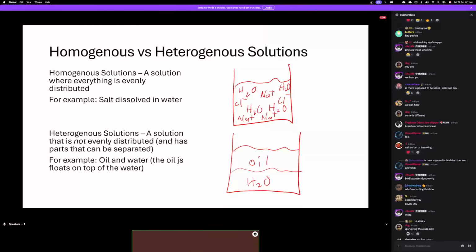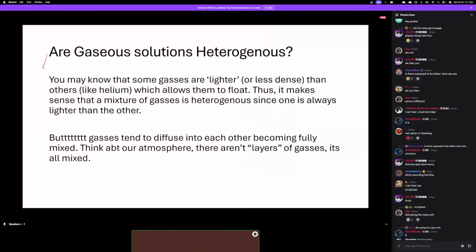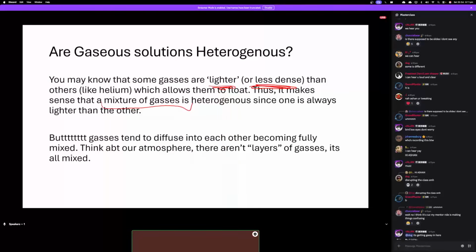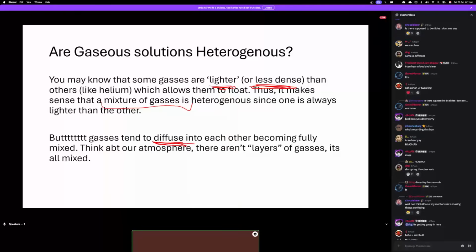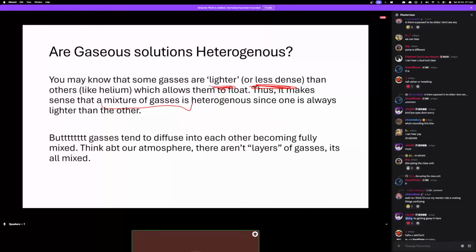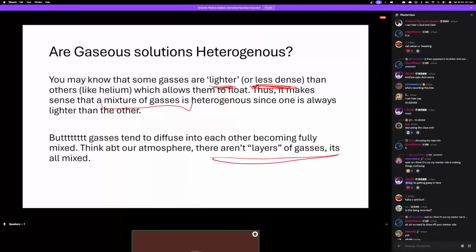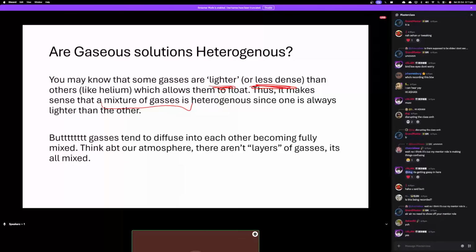So at first you might think, well, are gaseous solutions always heterogeneous? And it's true that some are lighter or less dense, but it's important to remember that gases will always diffuse into each other, right? And when they diffuse, they will become mixed. The most common example is our atmosphere. We don't have layers of gases. Our atmosphere is made of lots of different things.